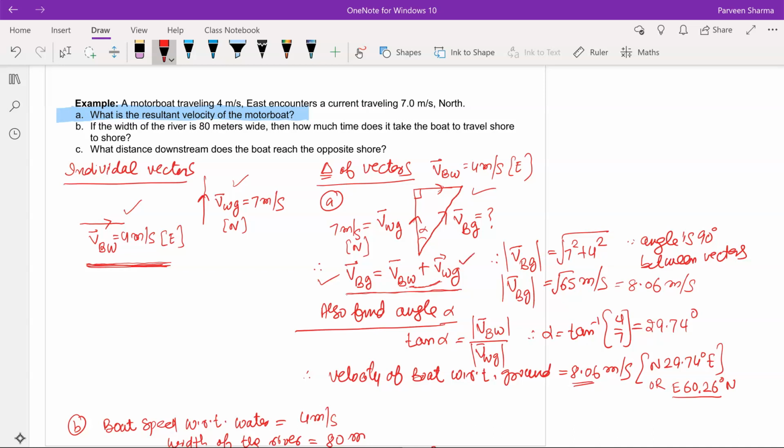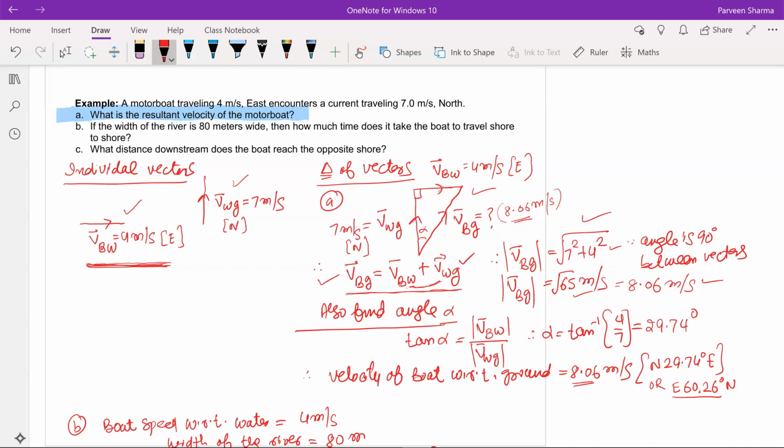To find the magnitude, we can simply use Pythagoras theorem. So I found this value, 8.06 meters per second. That means the boat is going at 8.06 meters per second with respect to ground. If somebody is watching, the boat is actually going at this speed, and the direction is also different. The boat is actually trying to go in the east direction, but it will end up going northeast.